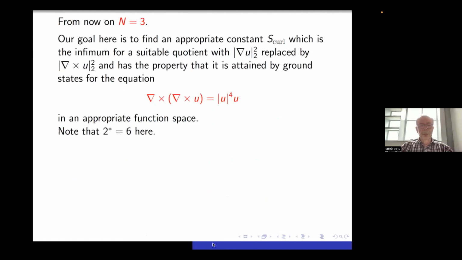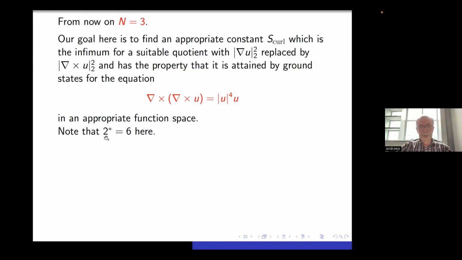Now, from now on, I want to have N equal to 3. And my goal in this talk is to see what happens if one replaces the gradient of U by the curl of U, and one also wants to have the property that some constant, which I call S curl, is attained if and only if U is a solution to this equation.